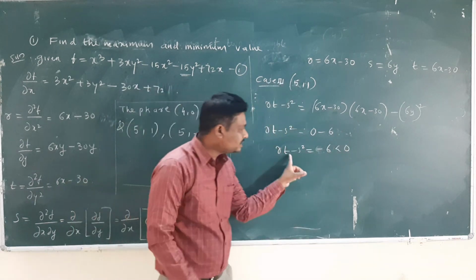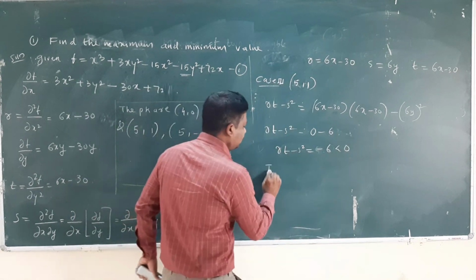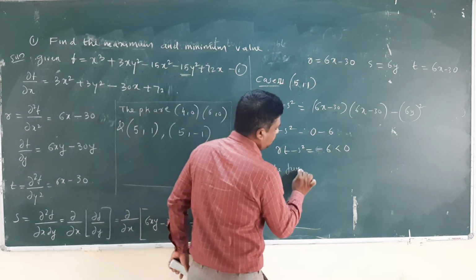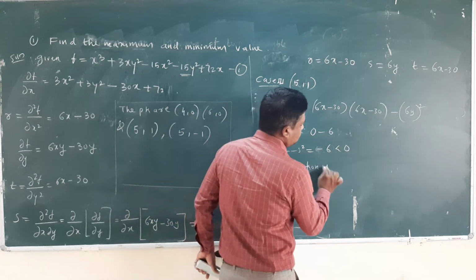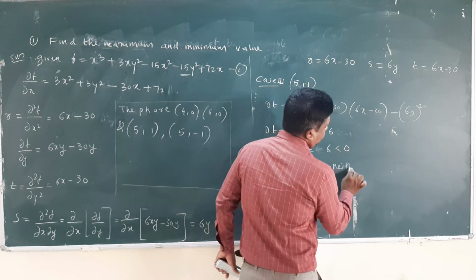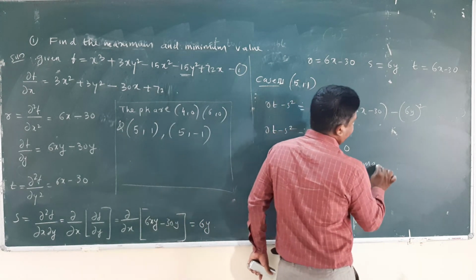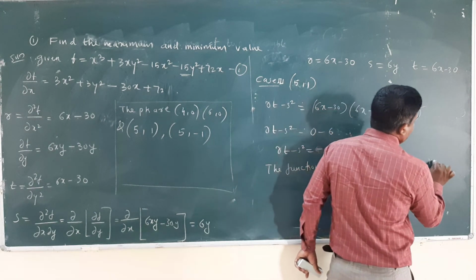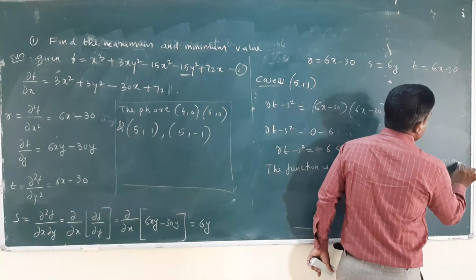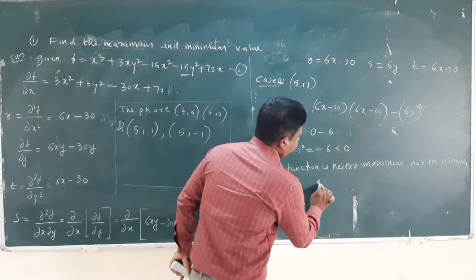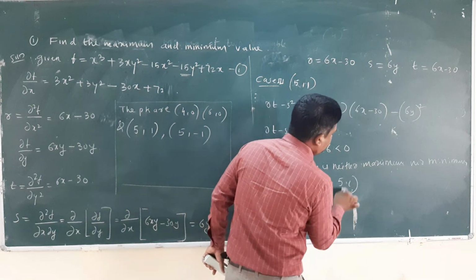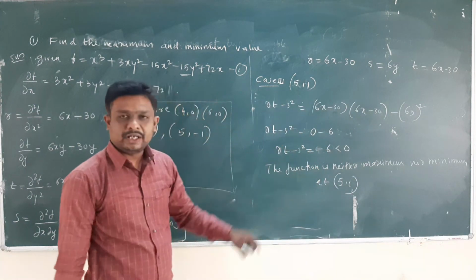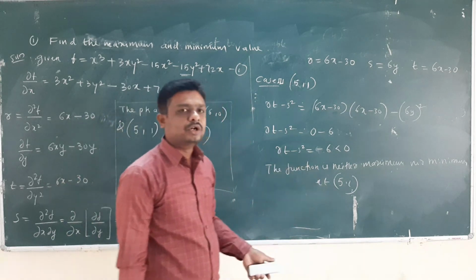If rt minus s square is less than 0, then the function is neither maximum nor minimum at (5, 1). So at this point the function is neither maximum nor minimum.